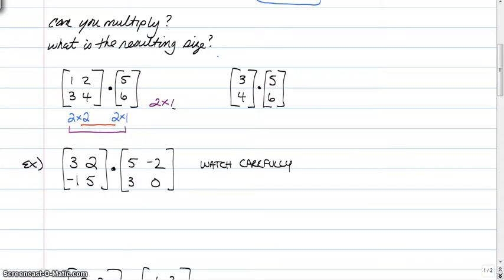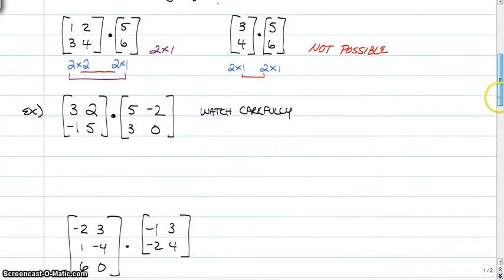Okay? So for the second one, think about it for a minute or two. Pause the video. And then, can they be multiplied? This one is a 2 by 1. This is a 2 by 1. Are the inside numbers the same? No, they are not. They are different. So you just go straight to saying not possible. Cannot be multiplied.